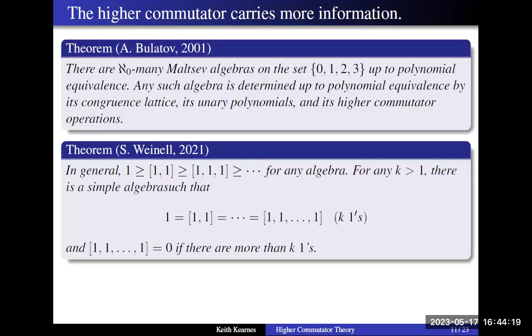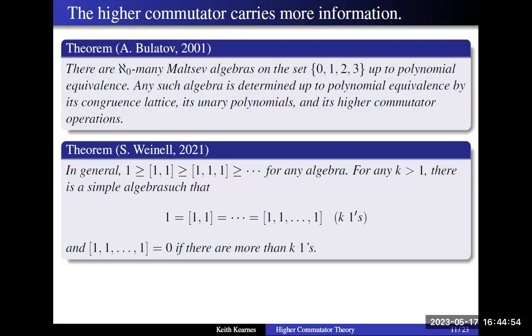But what if it's a simple algebra? It only has two congruences, 0 and 1. If I look at this descending sequence, it starts at 1. It may eventually become 0, but then it has to stay at 0. It's just going to be 1, 1, 1, 1, 1 for a while, and then becomes 0, 0, 0, 0, 0. Those are the only possibilities, unless it stays 1 the whole time. Okay? And what Steve Weinell proved is you can have it be 1 as long as you want, and then it will drop down to 0 at any specified place. He has a construction for this.